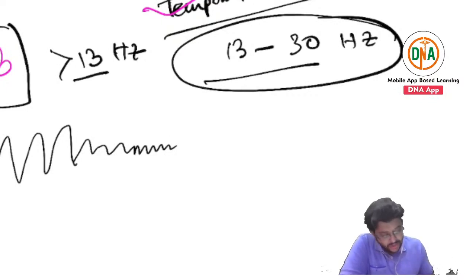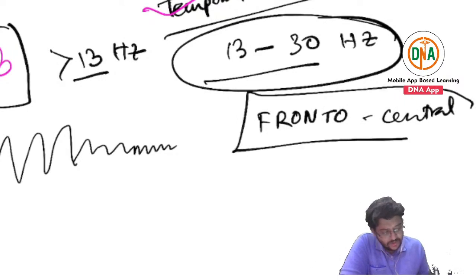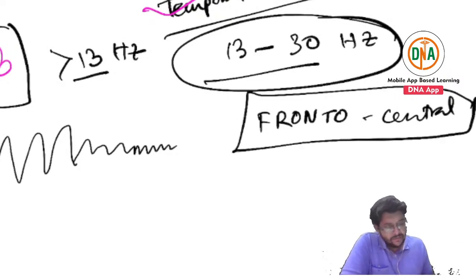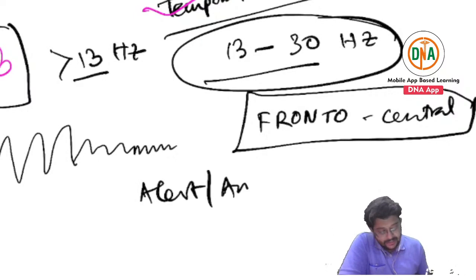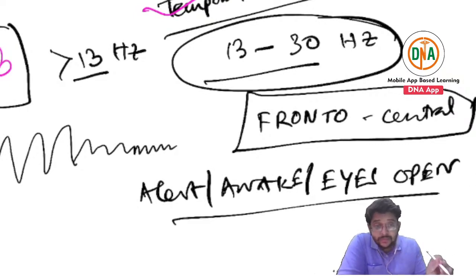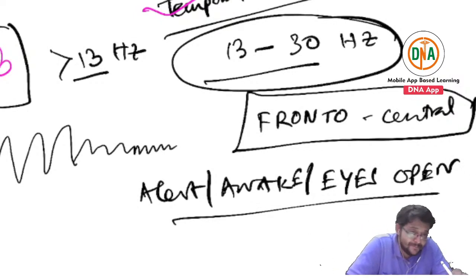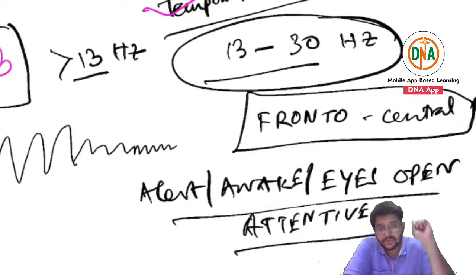Understood? Okay. So the location of beta wave is the fronto-central part of the brain, where we can find the beta wave. Beta wave is seen when you are alert, awake, and eyes open. So the moment you open your eyes, there is a conversion from alpha to beta. Alert, awake, eyes open, and attentive, these four things must be there for a beta wave.